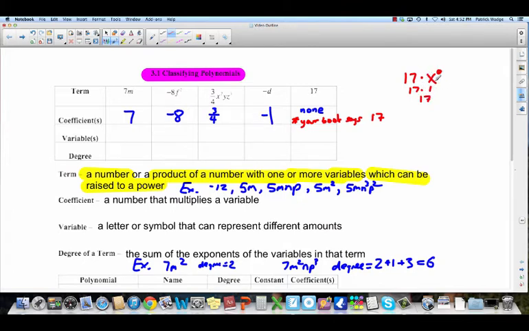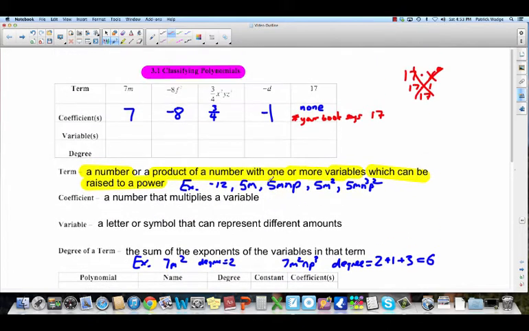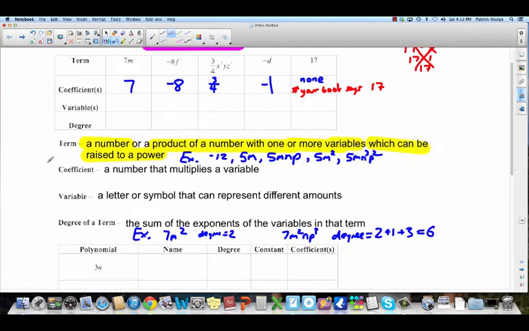I don't really like that thinking. You don't really have x to the 0 power, so I don't really like that. To me, this is more constant, and I think you'll see when you look at the table down here, you'll probably agree that it makes a little more sense to call it a constant, but your book does say that 17 is a coefficient. Don't worry about that too much. It's not really a big deal.